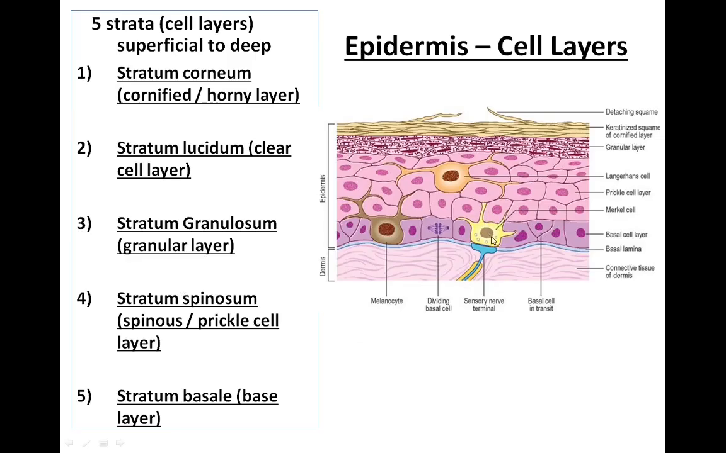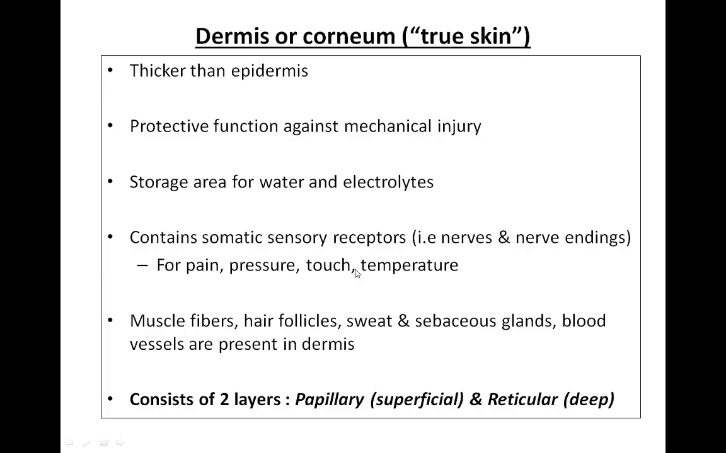Here you see, these are the Merkel cells. These Merkel cells are sensory cells. The cell is present in the epidermis, but the axon is present in the dermis. The dermis contains somatic sensory receptors for pain, pressure, touch and temperature. Muscle fibers are also present in the dermis, as are hair follicles, sweat and sebaceous glands, and blood vessels.